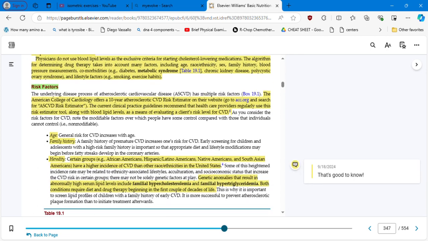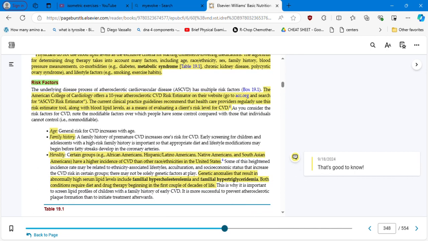Risk factors: the American College of Cardiology offers a 10-year atherosclerotic CVD risk estimator on their website. You can go to this website and download the application. It's called ASCVD Risk Estimator. And I have this on my cell phone. Also, I have the CDC vaccination schedule. There are multiple applications that you should get on your cell phone to help your patients.